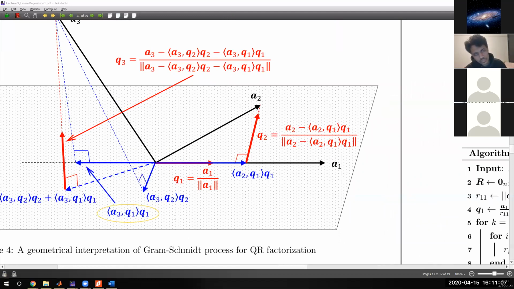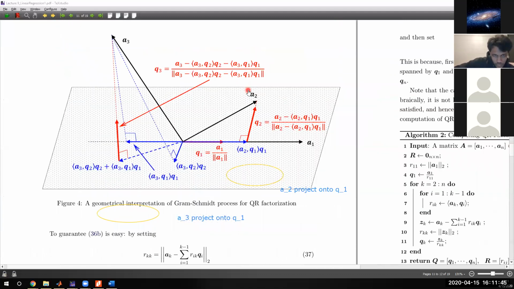Let me draw text here. It's really important. This is A3 projected onto, onto which one? Onto Q1. Okay? Q1. Yes, thank you. And in this case, let me add some text here as well. Let me draw a point here. This is A2 projected onto Q1 as well, okay? So this one is the projection of A3 onto Q1. Jesus, if I move, it's going to move as well. Whatever, okay.